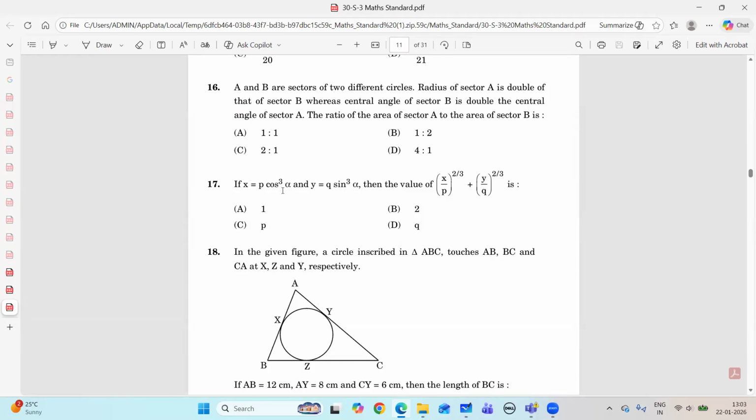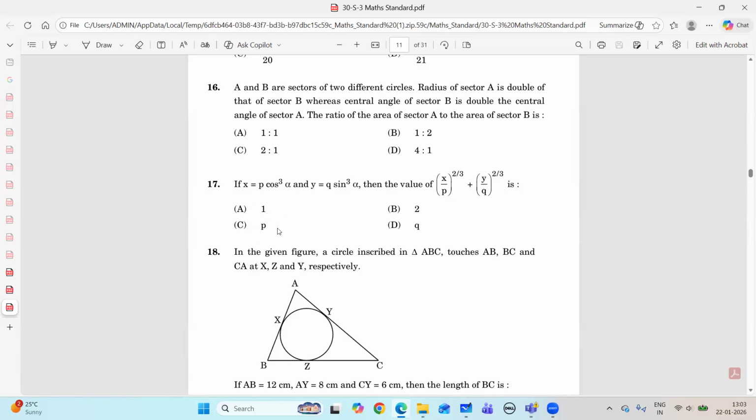So it becomes 2/3 power of cos cube. So it becomes 3 and 1 by 3 multiplied to 1. So 2/3 power of cos cube is cos square. Similarly, 2/3 power of y by q is 2/3 power of sine cube. 3 and 3 multiplied to 3 and 1 by 3 multiplied to 1. So you get sine square. So this becomes cos square alpha plus sine square alpha, which is equal to 1. So answer is A.